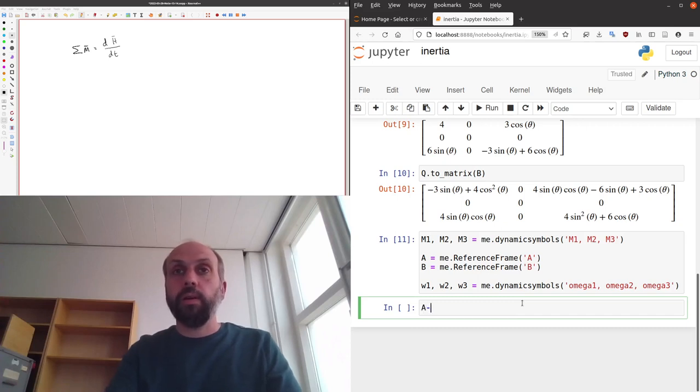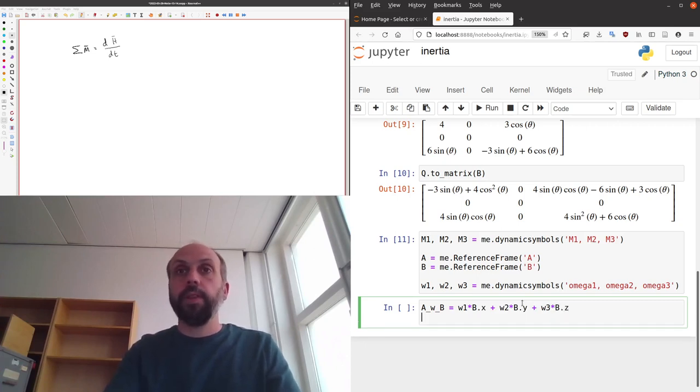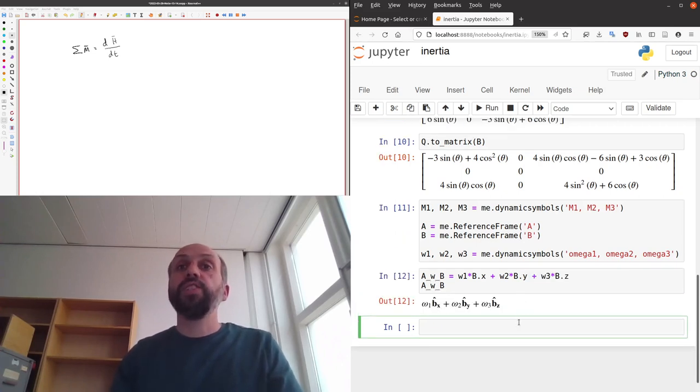And then I'll create an angular velocity vector. So I have the angular velocity of B in A, and that's going to be w1, and we'll express it in the body's reference frame: w2 times B.y and w3 times B.z. So that's our angular velocity vector there. And then I will have a sum of all of the moments acting on this single rigid body. I'll just call that capital M, and I'll express that also in the unit vectors of the body.